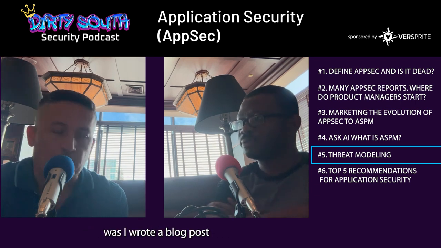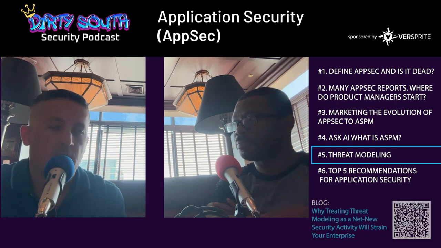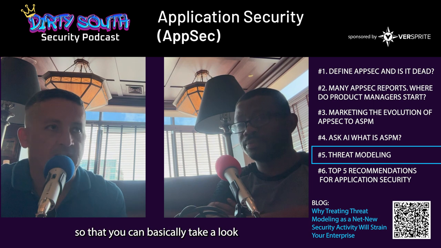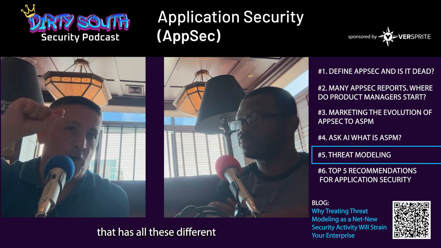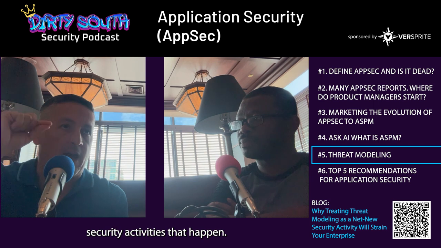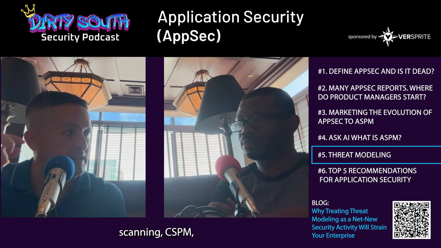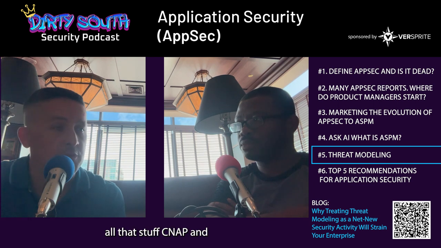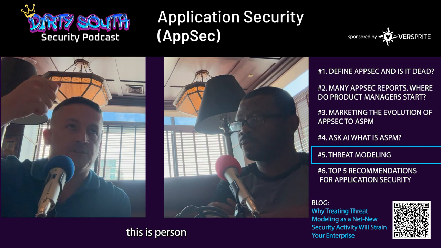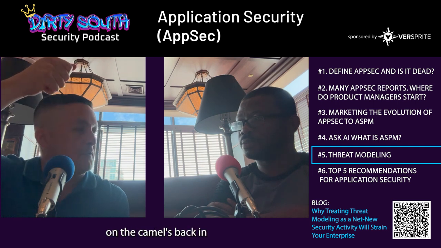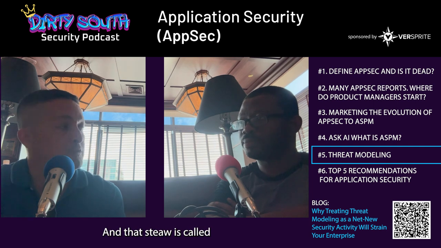I wrote a blog post not too long ago. I'm going to ask the QR code to pop up so that you can take a look at it. It shows a metaphorical camel that has all these different security activities: DAST, SAST, manual pen testing, vuln scanning, CSPM, all that stuff, CNAPP, and then there's this person putting the last straw on the camel's back, and the camel is about to break, right? Yeah. And that straw is called threat modeling.